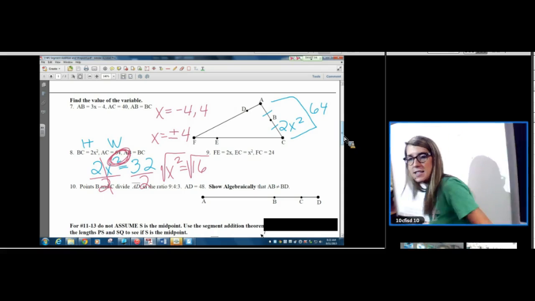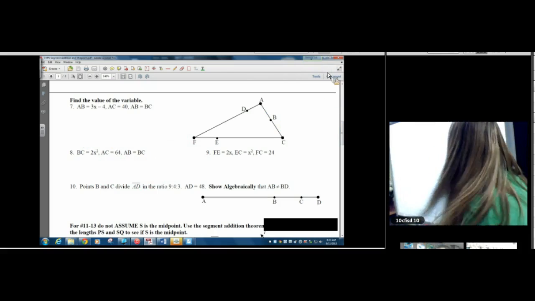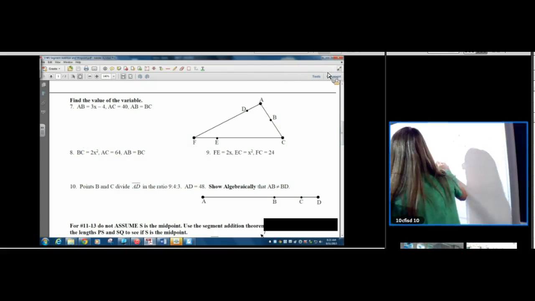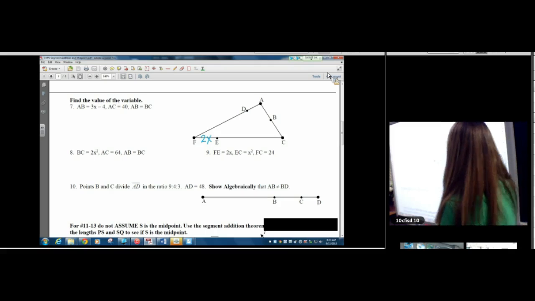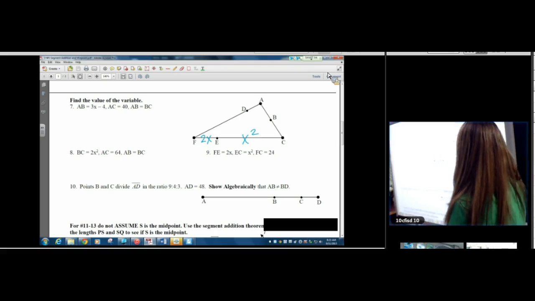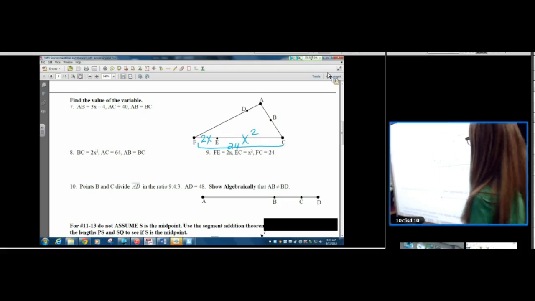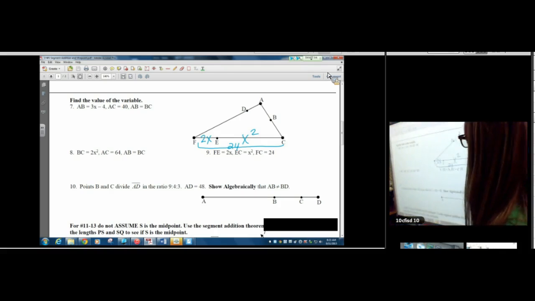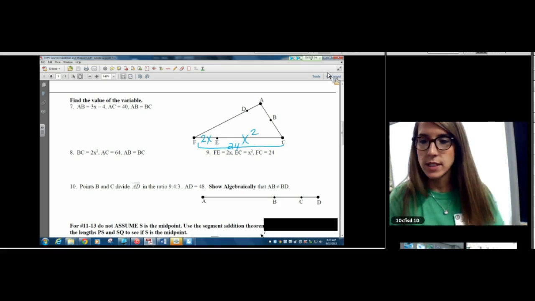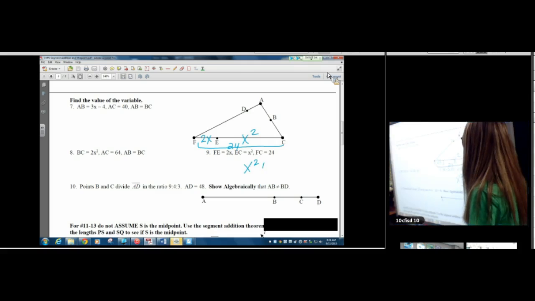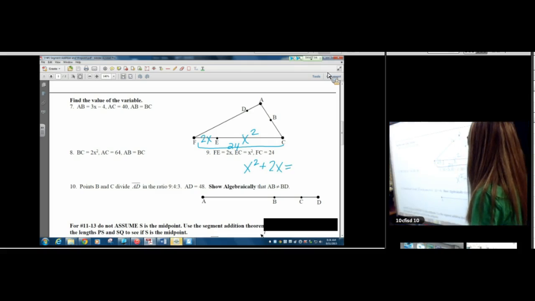Okay, the next one is number 9. FE is 2x, EC is x squared, and FC is 24. We want to find the value of x. This is not a midpoint problem. This is a segment addition problem. We know segment addition: part plus part equals whole.